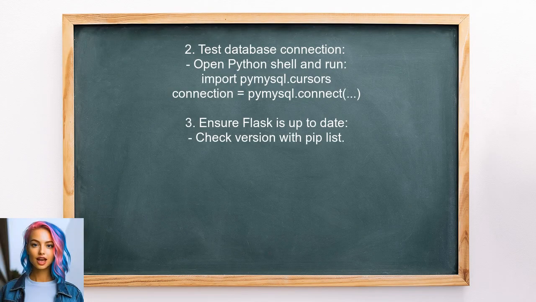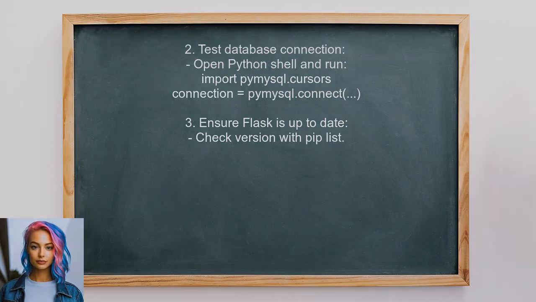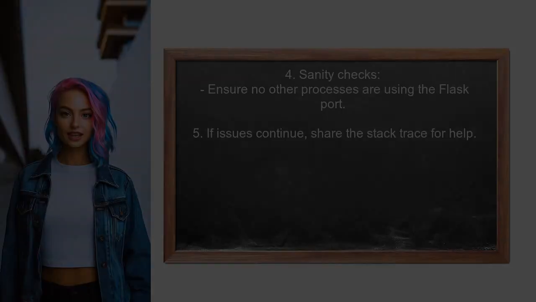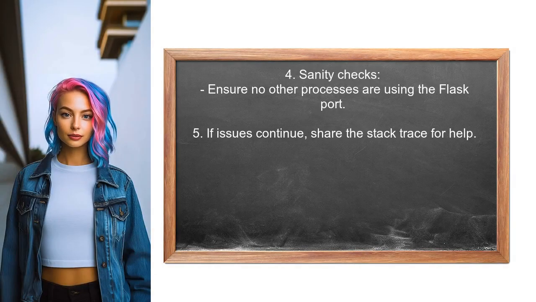Next, verify that you can connect to the database using the library. Open a Python shell and test the connection with a sample code snippet. If that works, ensure you are using the latest version of Flask, as older versions may have bugs. Lastly, check that no other processes are using the port you want for Flask. If everything checks out but the issue persists, provide the stack trace for further diagnosis.